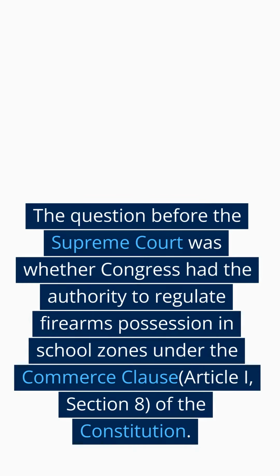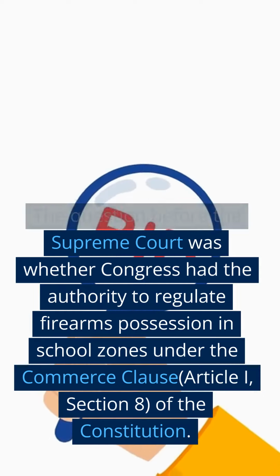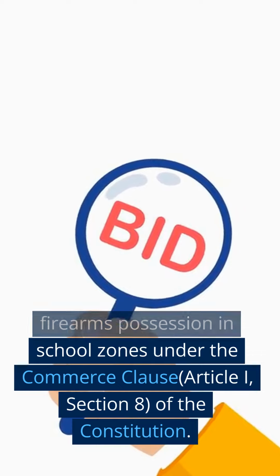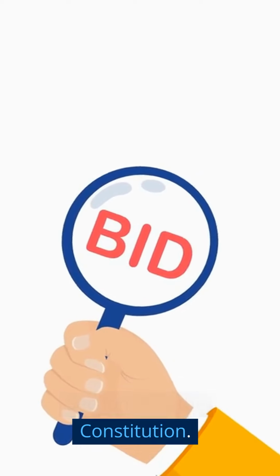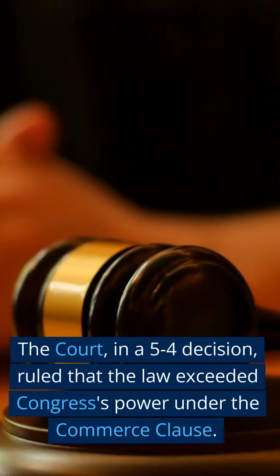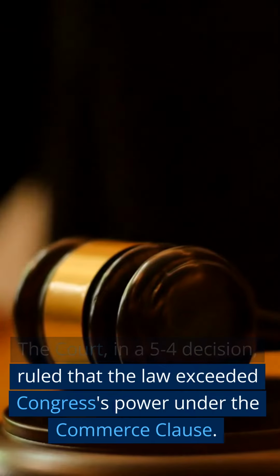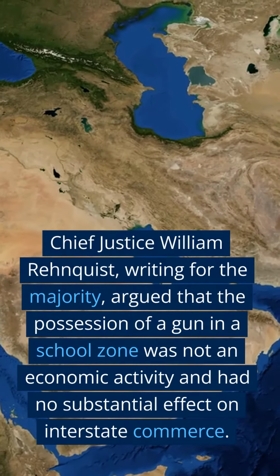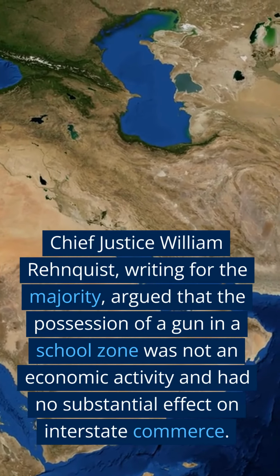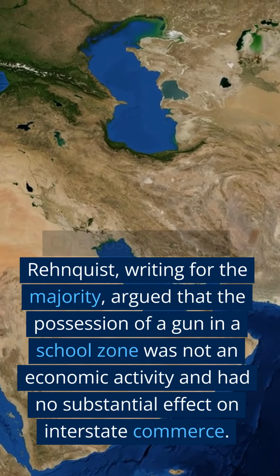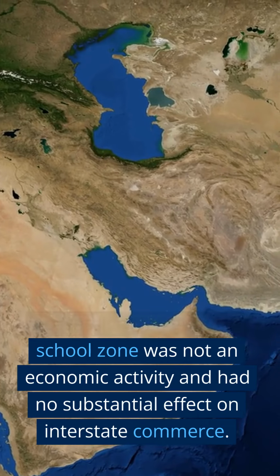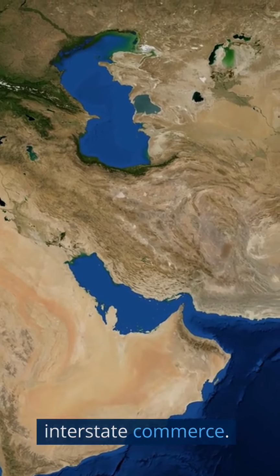The question before the Supreme Court was whether Congress had the authority to regulate firearms possession in school zones under the Commerce Clause, Article 1, Section 8, of the Constitution. The Court, in a 5-4 decision, ruled that the law exceeded Congress's power under the Commerce Clause. Chief Justice William Rehnquist, writing for the majority, argued that the possession of a gun in a school zone was not an economic activity and had no substantial effect on interstate commerce.